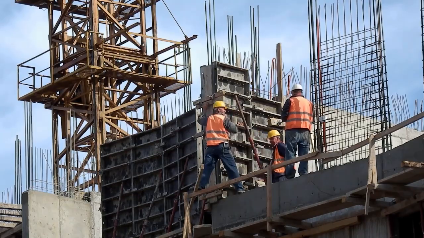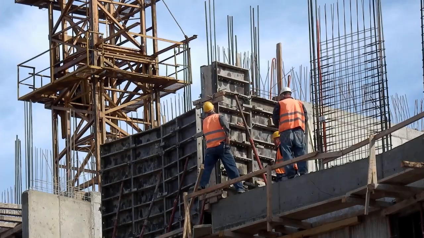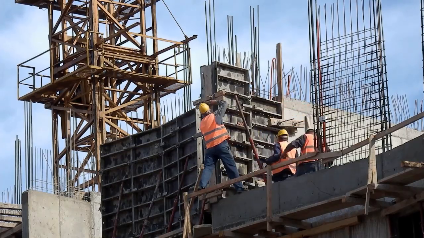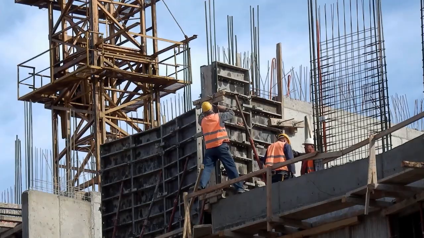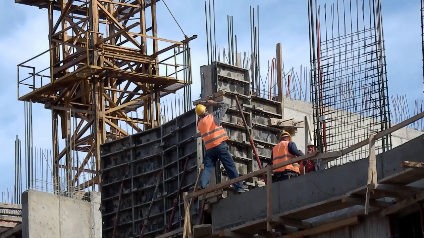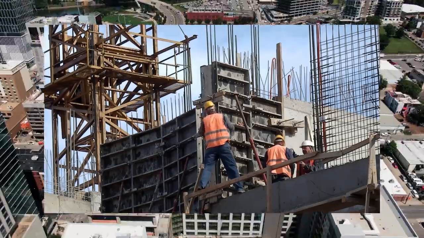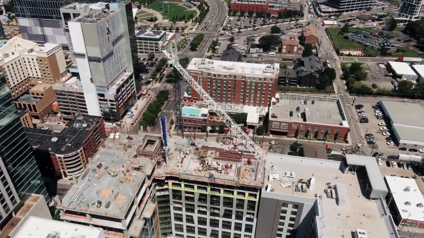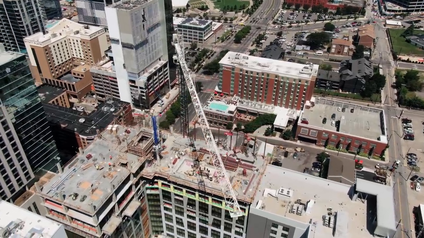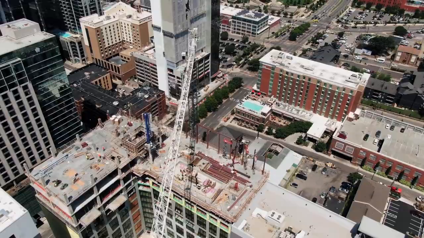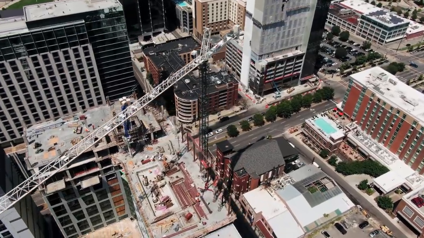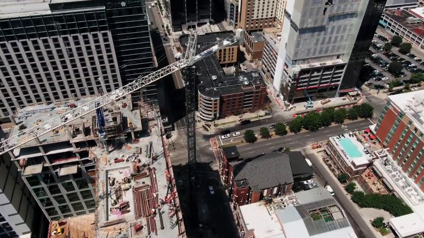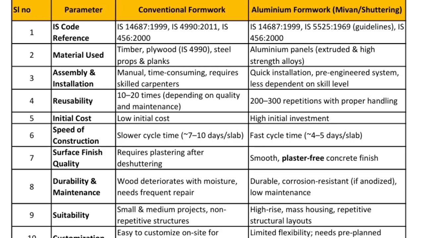But on the other hand, aluminium formwork has quick installation, because it's an engineered system, and it has a numbering system, and you need to only install it as per the number sequence. Whether it's the shear wall, the column, or the slab, everything has a number sequence and is pre-engineered. So you only need to keep it in place, and it is less dependent on skill level because it's very easy to install. That is why this aluminium shuttering or Mivan shuttering has become the number one choice for the industry, because it has many advantages.